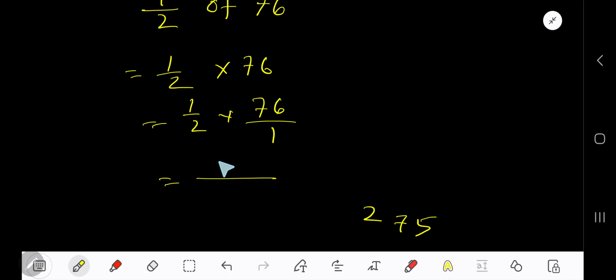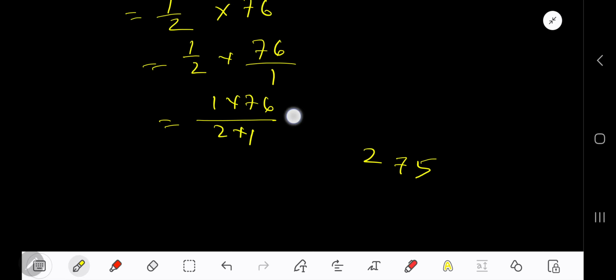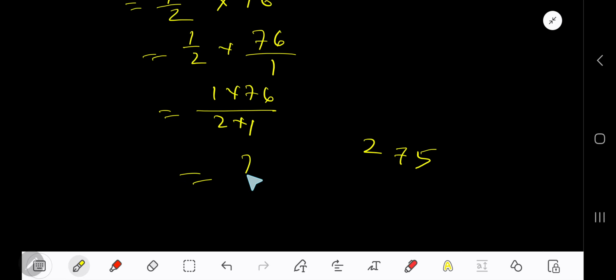Just multiply top number together and bottom number together. So we are getting a new fraction. 1 times 76, 76. 2 times 1, 2. Now divide this 76 by 2.